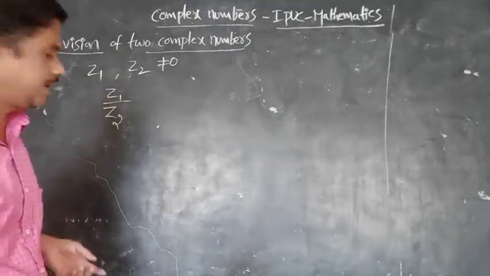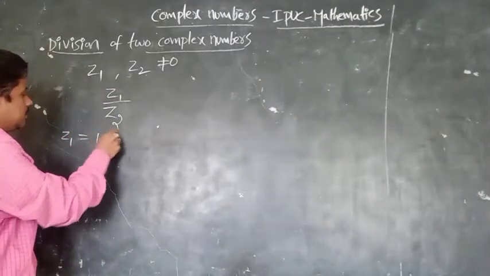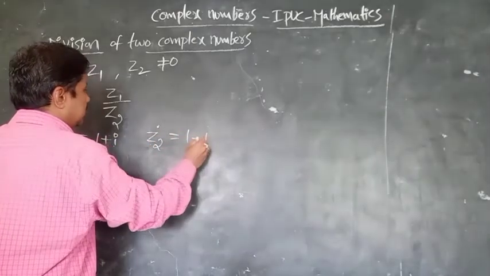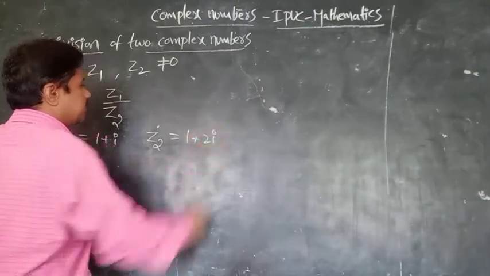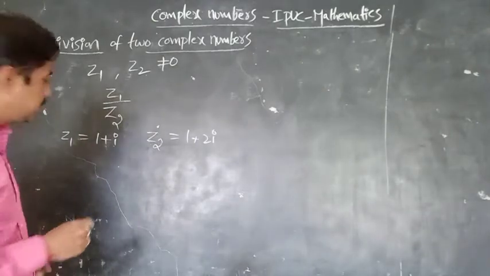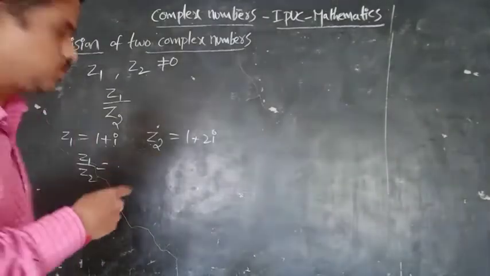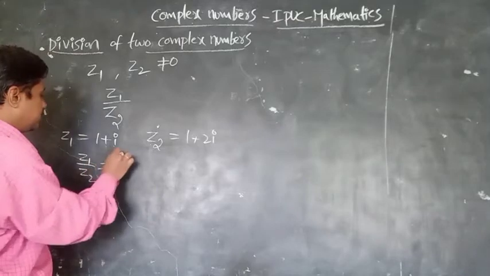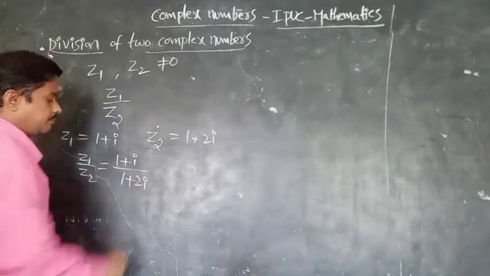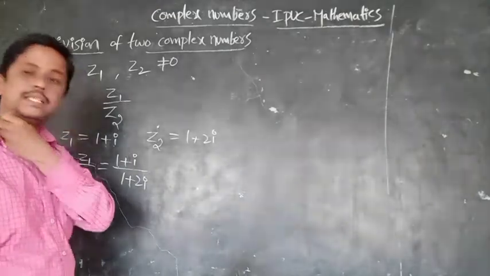The division of two complex numbers is also a complex number. Let us take one example. Z1 is equal to 1 plus i, and Z2 is equal to 1 plus 2i. Let us do Z1 divided by Z2. Z1 divided by Z2 is equal to (1 plus i) divided by (1 plus 2i). You have to simplify it in the form of a plus ib.